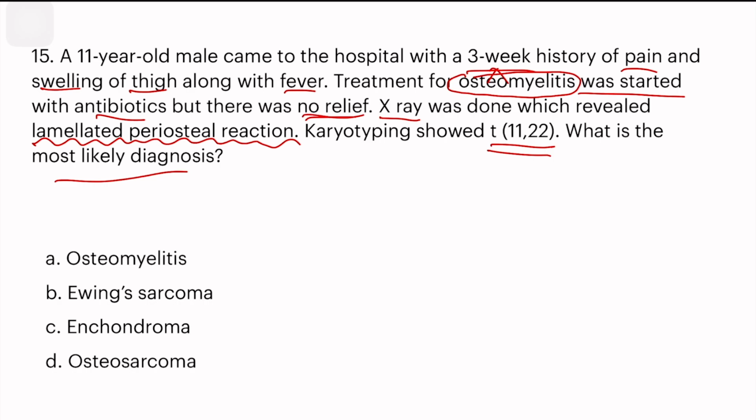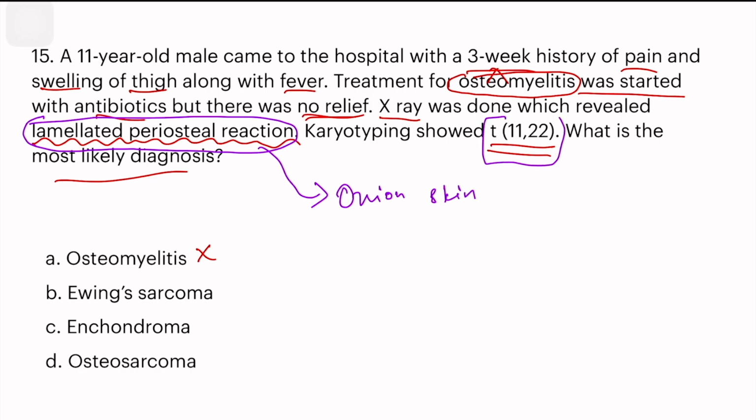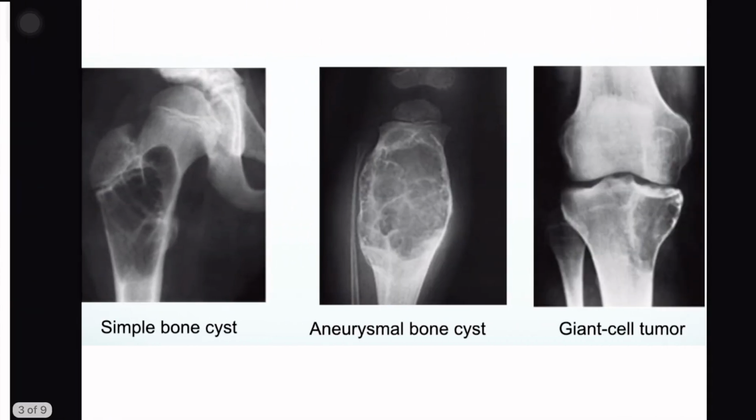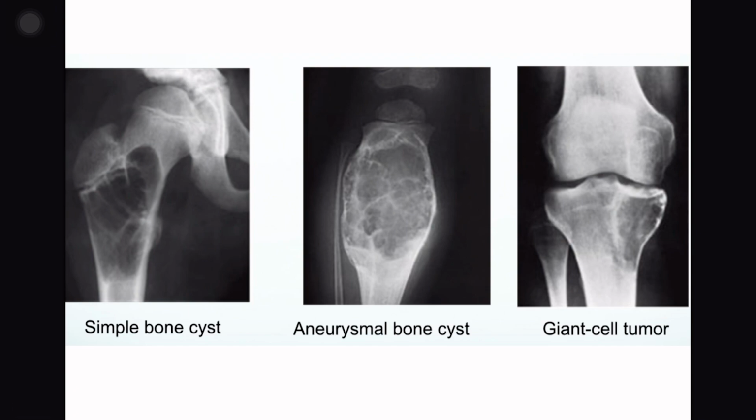So given options are osteomyelitis, Ewing sarcoma, enchondroma and osteosarcoma. So out of these osteomyelitis is ruled out already. So lamellated periosteal reaction means onion skin appearance. So I think this will ring a bell. And karyotyping also shows translocation 11;22. This is the most important point in diagnosing Ewing sarcoma. So that's the answer.